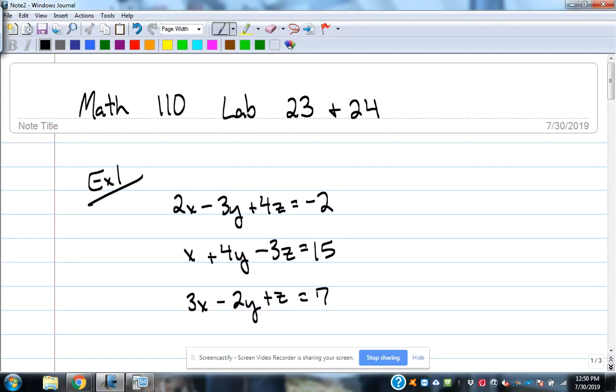H110. This is going to be lab 23 and 24. With this lab, what we're going to be focusing on is three variable systems, but we're going to use the matrix feature of our graphing calculator in order to solve these. I'm not going to make you solve these by hand. So we're going to use that matrix method for that. Then we're going to use the RREF feature for reduced row echelon form.